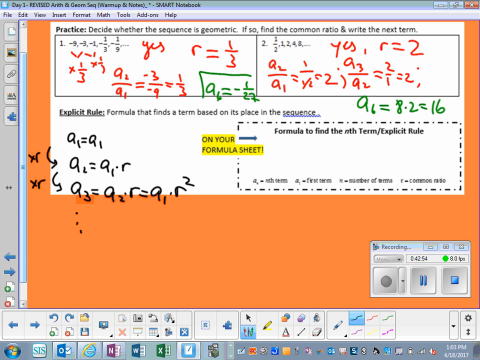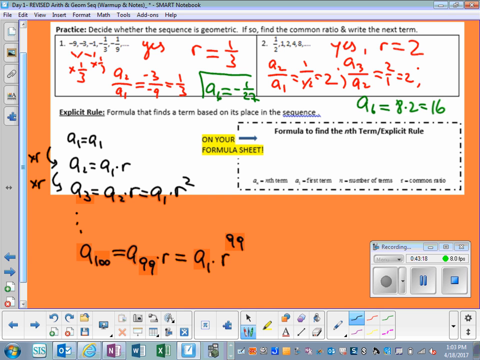If I do this again and again, what will be my a100? It's a99 times r. But if I don't want to calculate 99 terms before I get to a100, it's a1 times r to what? The power of 99, because I start with a1 and then I multiply it by r 99 times before I get to the 100th term.